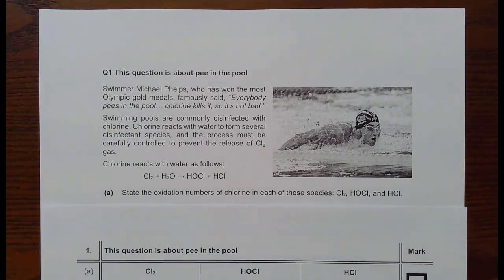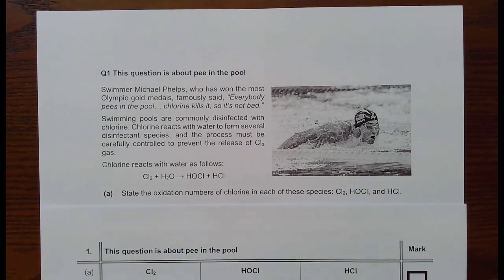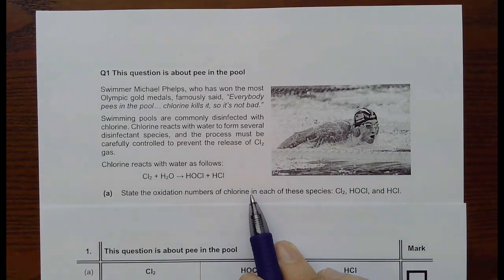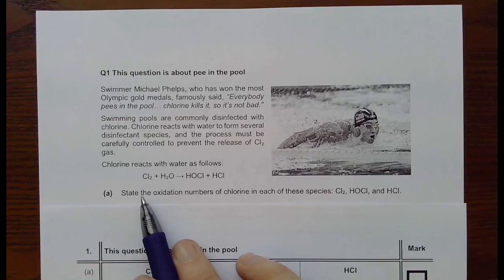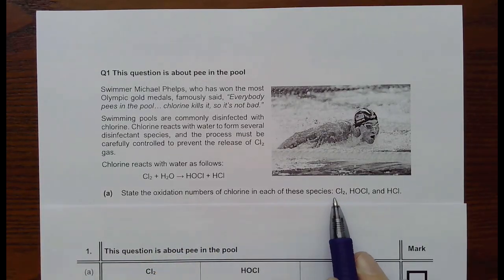2026, question number 1. As is now usually the case, the first question is pretty straightforward. Good chance to get some scores on the board. Even though it's only out of 8, still it is nice to get some marks. So state the oxidation numbers of chlorine in each of these species.